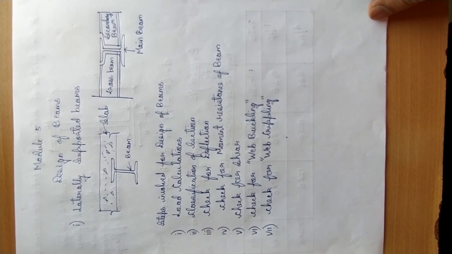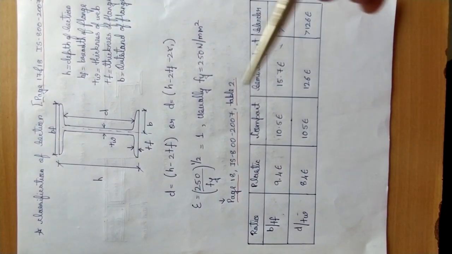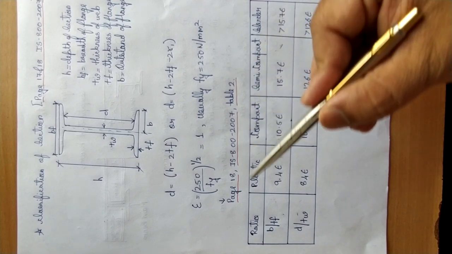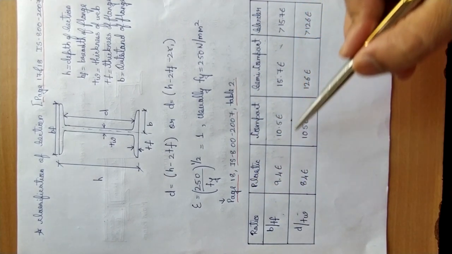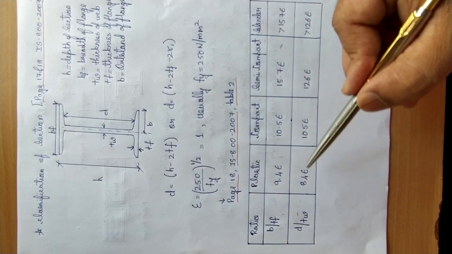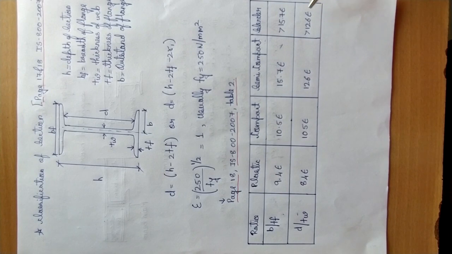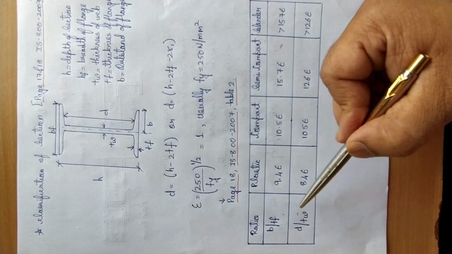I would like to just revise in 2 minutes whatever we had discussed in the previous class. This is regarding the classification of section. I had given a brief idea about what this table is about. This table, which is on page number 18, is used to find out the section classification depending upon the ratio B by TF and D by TW.